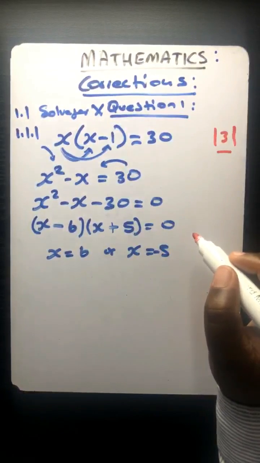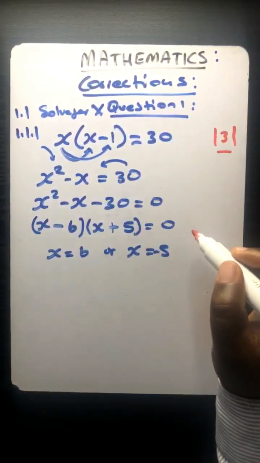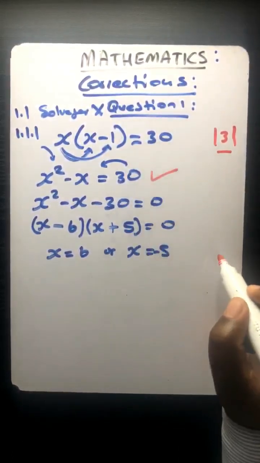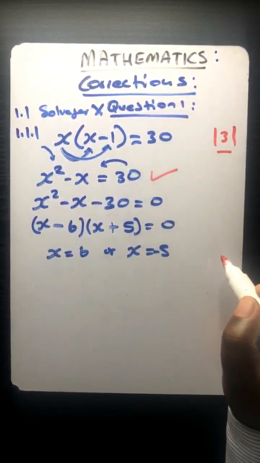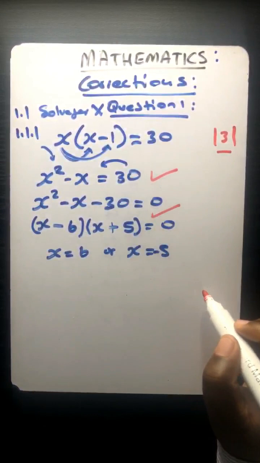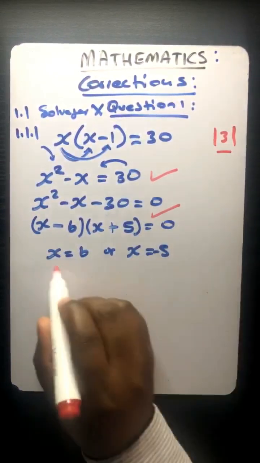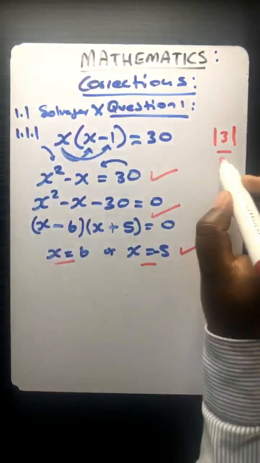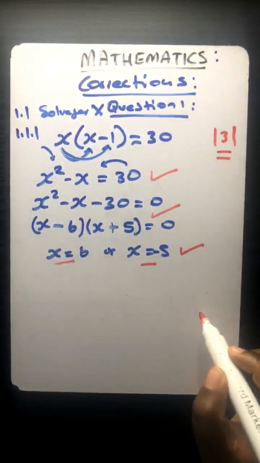So let me quickly let you know exactly where you score your marks. Most importantly, for you to rewrite that in the standard form, the examiner is going to give you a mark there. And most importantly, factorization, it's always given some marks. For both of these answers, I'm also going to give you a mark. So that's how you score yourself 3 marks for that question.